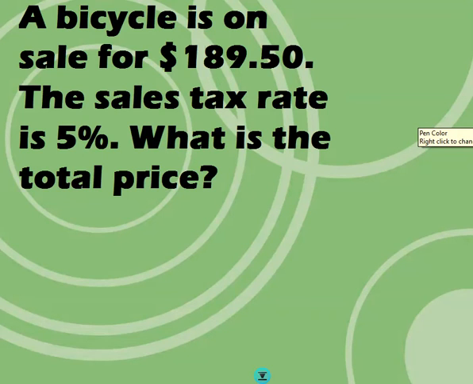Okay, so today we're going to talk about finding the sales tax on a purchase. This question says a bicycle is on sale for $189.50. The sales tax rate is 5%. What is the total price? Sales tax is really just another way of finding percent of a number.